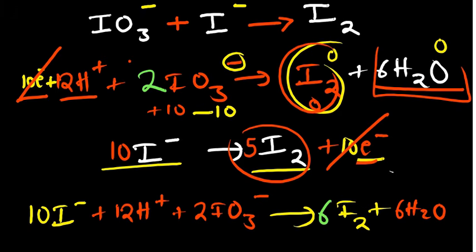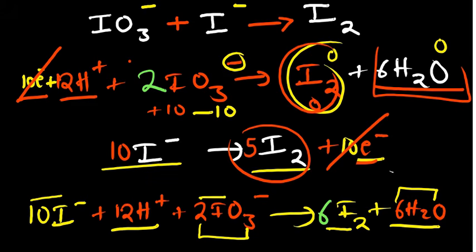Now we can try to make an observation. On the left hand side, you have 12 hydrogen ions. On the right hand side, 6 times 2 is also 12. How many oxygen atoms do we have? 2 times 3 is 6. 6 times 1 is also 6. The iodines, how many do we have? 6 times 2 is 12. 2 times 1 is 2 plus 10, 12. So we've balanced the entire reaction.